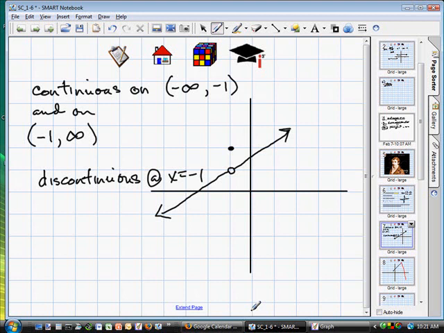Because of the domain, x cannot equal 1. So what do we say about continuity? Well, it's not continuous at x equals 1, but it is continuous on (negative infinity, 1) and (1, positive infinity). And then look at the far right one. How about continuity on that one? Be careful. Check out the domain.